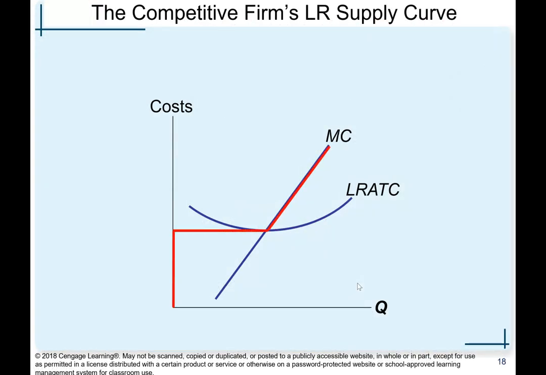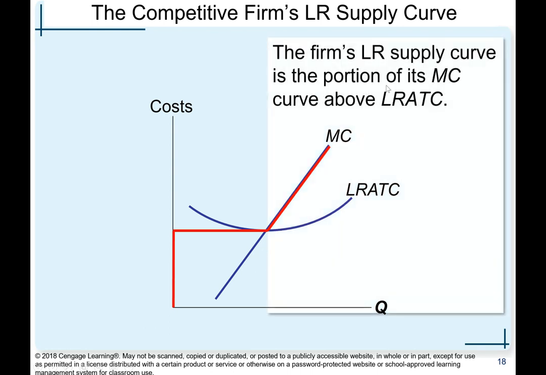A competitive farm's long-run supply curve is the portion of the marginal cost curve above the long-run average total cost. Okay. The farm's long-run supply curve is that portion of its marginal cost curve above long-run average total cost.